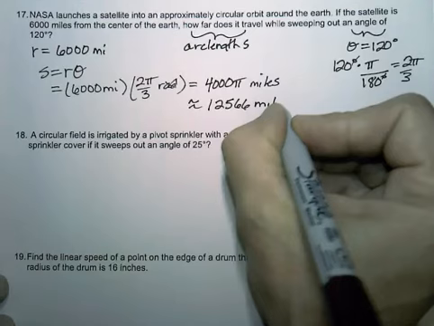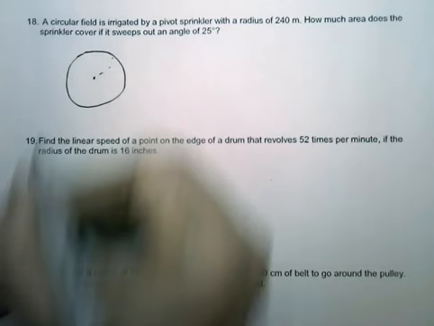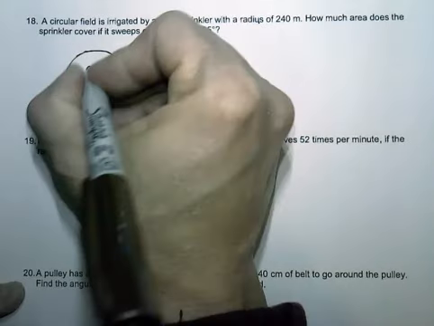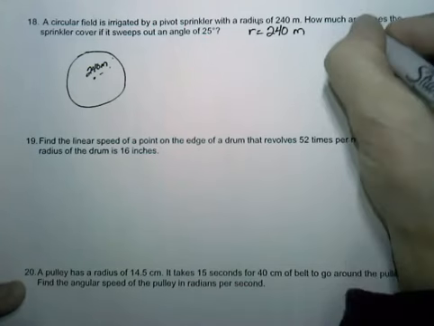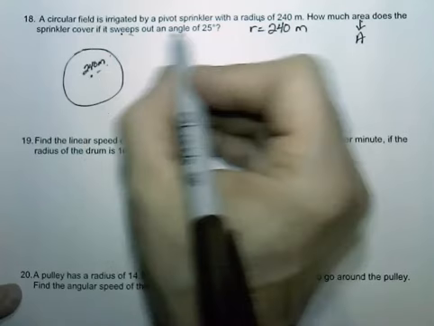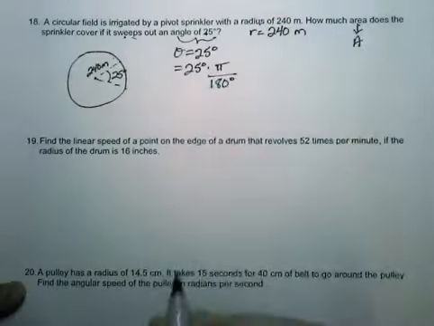In this one, we've got a circular field, and if it helps you in these, remember, draw a picture. So we've got our circular field. It's being irrigated by the pivot sprinkler, which is going to be rotating around. We've got a radius of 240 meters. This again is going to be our r. It's asking for the area, which is A, and it tells us that it sweeps out an angle of 25 degrees. This angle right here is 25 degrees. That's going to be theta, only again we have to convert this to radians. We're going to multiply that by pi over 180 degrees.